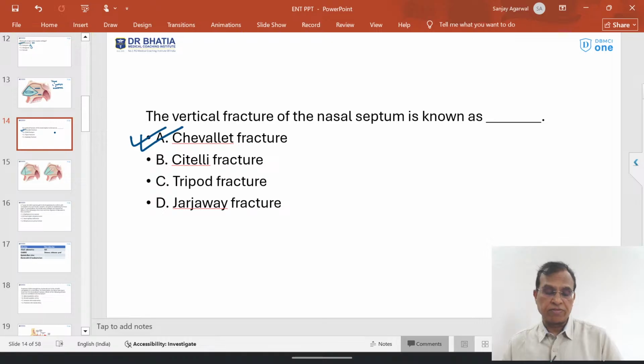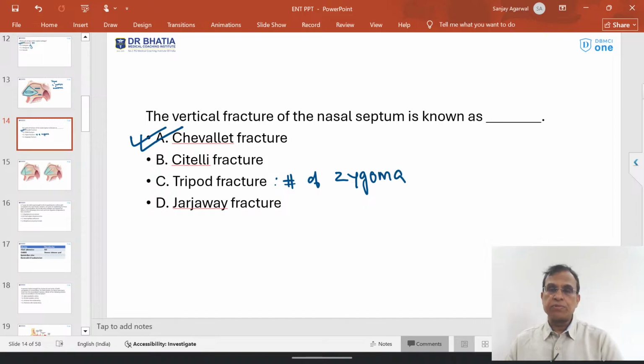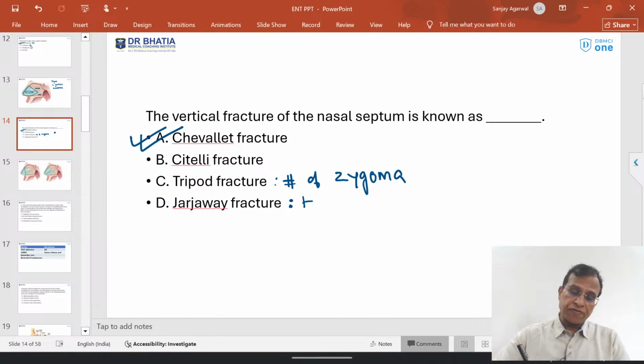This is the vertical fracture of the nasal septum. Now, tripod fracture is fracture of anybody? Fracture of zygoma. If the zygoma has a fracture, that becomes tripod fracture. And Jarjavay is horizontal fracture of the septum. Same septum, if the fracture is horizontal, then it becomes Jarjavay fracture.